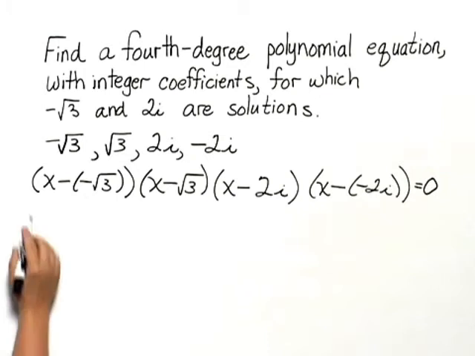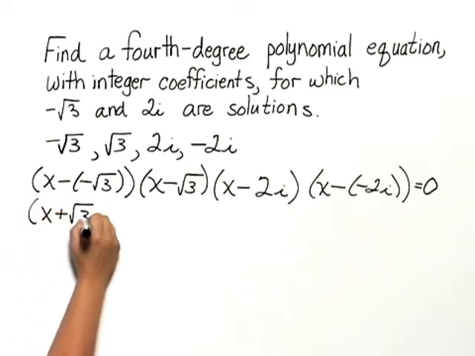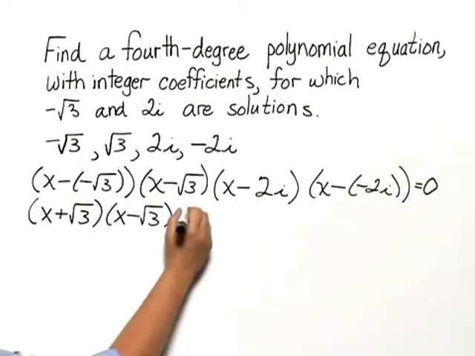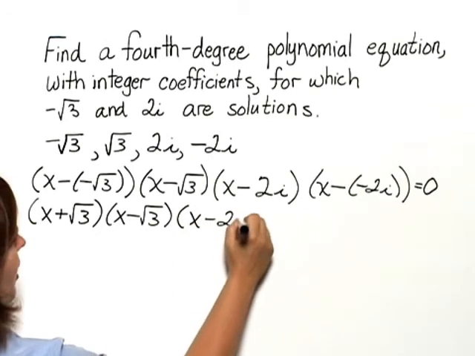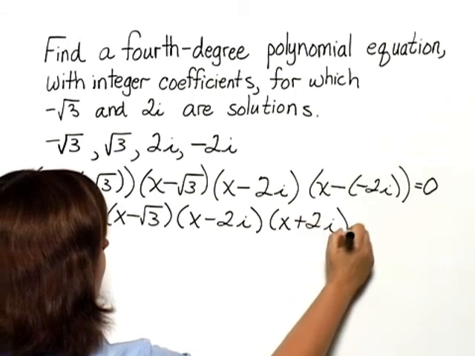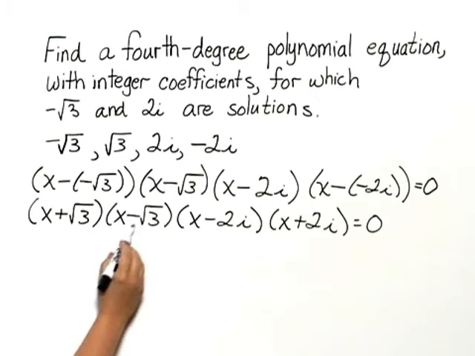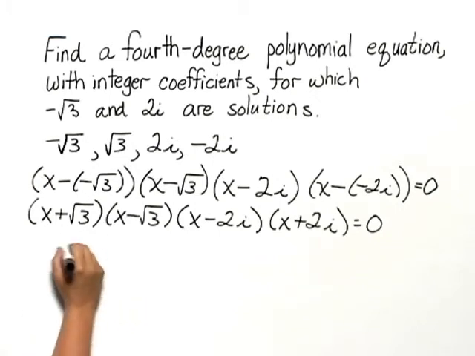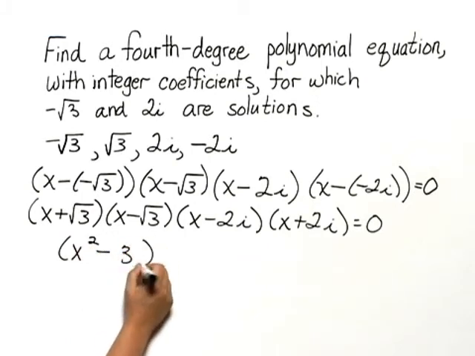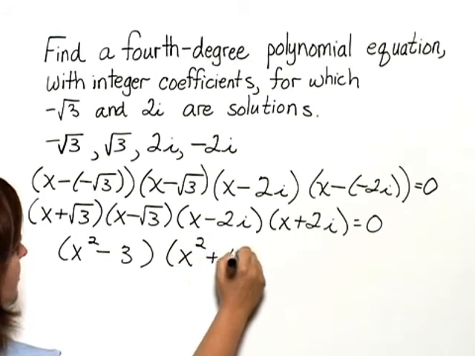Now let's multiply this out. First of all, let's write this as x plus the square root of 3, and then we have that x minus the square root of 3. Then we would have x minus 2i times x plus 2i, and that equals 0. Now looking at this carefully, when we multiply this, this would actually multiply to be x squared minus 3. And this multiplies as x squared plus 4.